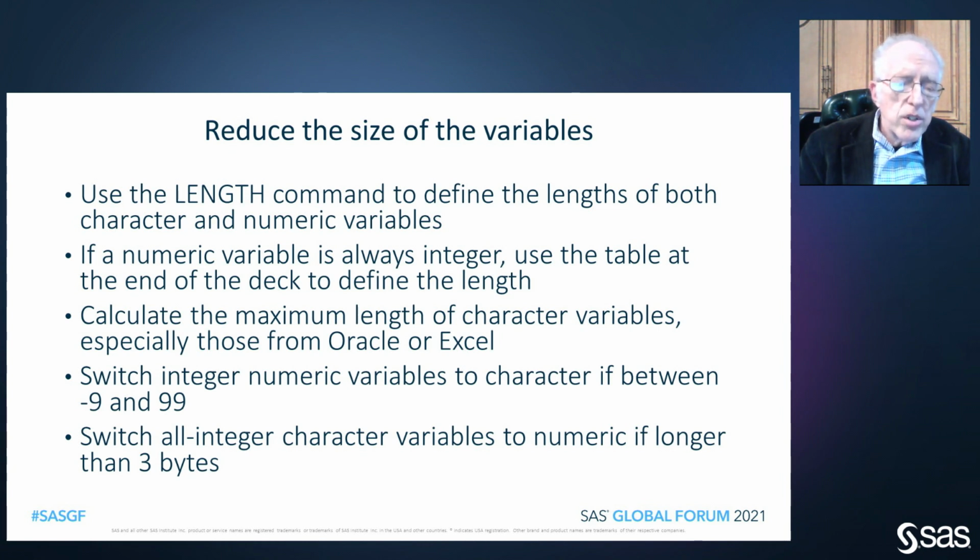Now we can also change all integer character variables to numeric if they're longer than 3 bytes. As you'll see, if you have a character variable that is all numeric and that might go from 0 to 999,999, that's going to be 6 bytes, but you only need 4 bytes as a numeric variable. You can check if it's an integer by using the int function to truncate, and then make sure that the truncated value is the same as the integer. And you can check if it's numeric on the character side by using the input function, making sure you don't get any missing values.